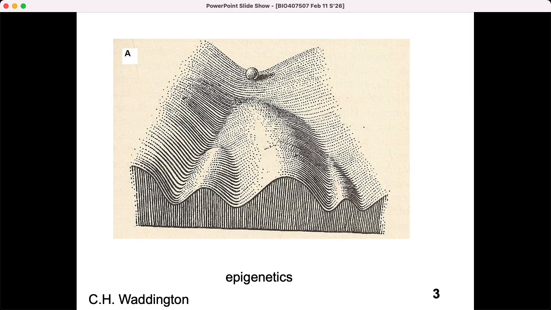And so this is back when genetics was theoretical. They didn't know what a gene was. They didn't know how it was organized in DNA. But you get the idea of this plasticity in the ball.